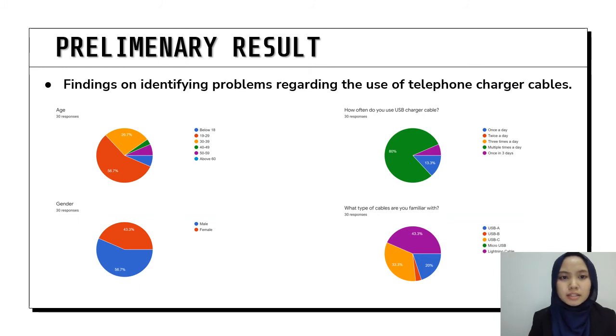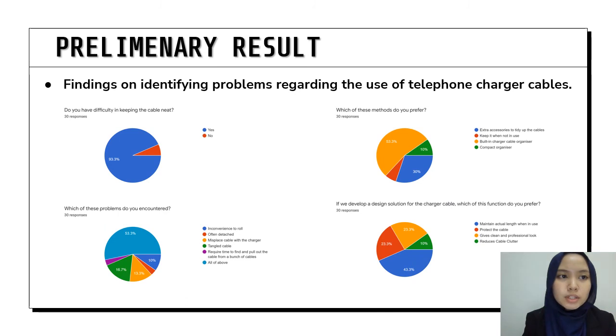These are the findings on identifying problems regarding the use of telephone charger cables, done by using an online survey. Most of the respondents are aged 19 to 29 and they are mostly male. Most of the respondents answered that they use the USB charger cable multiple times a day. The type of cable that they are familiar with is the lightning cable.